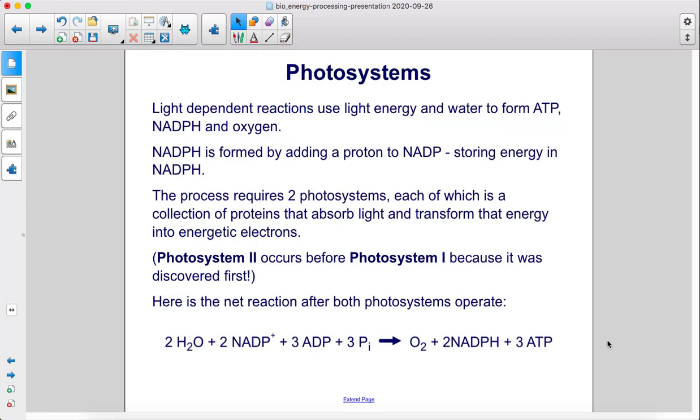Light-dependent reactions use light energy and water to form ATP, NADPH, and oxygen. NADPH is formed by adding a proton to NADP, storing energy in NADPH. The process requires 2 photosystems, each of which is a collection of proteins that absorb light and transform that energy into energetic electrons. Photosystem 2 occurs before photosystem 1 because it was discovered first. Here is the net reaction after both photosystems operate.